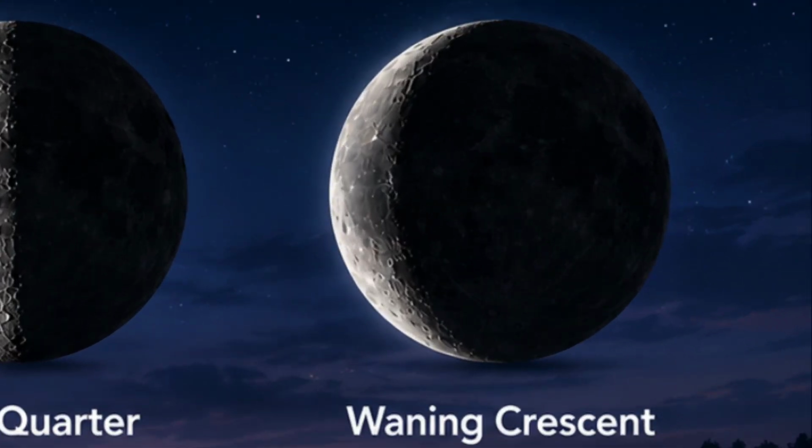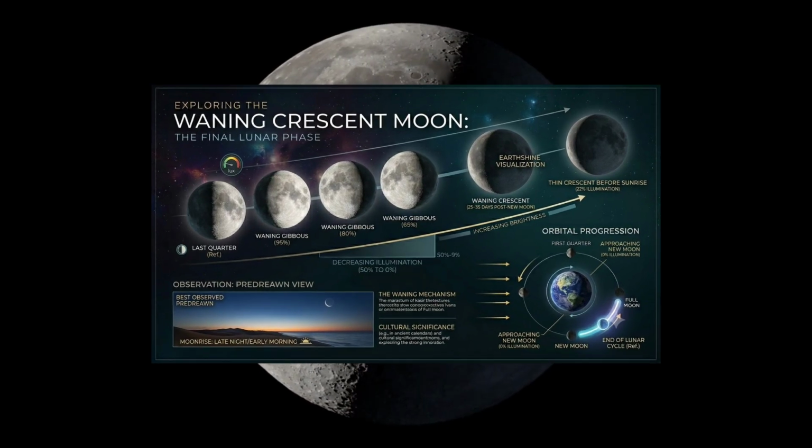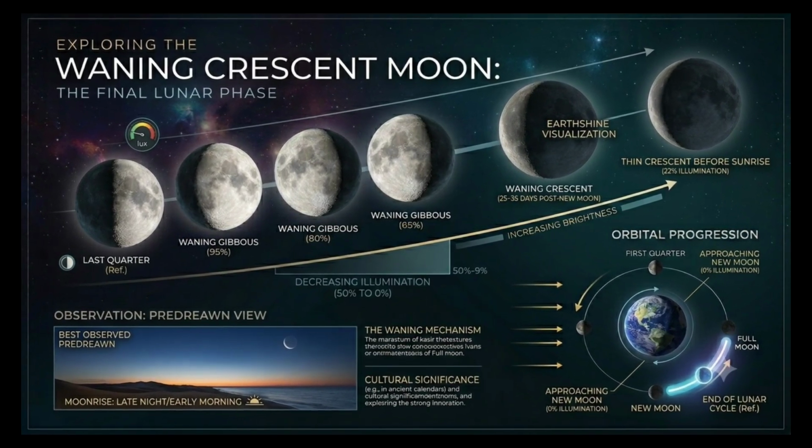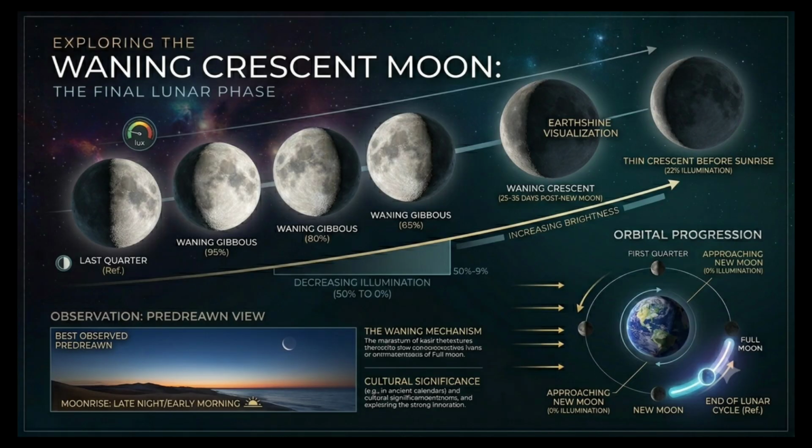Waning crescent. The waning crescent is the final phase before the cycle returns to the new moon. Only a thin crescent remains illuminated, usually visible before sunrise. Each morning, the crescent becomes smaller until it eventually disappears from view. As moonlight reaches its lowest levels, nighttime environments become increasingly dark.